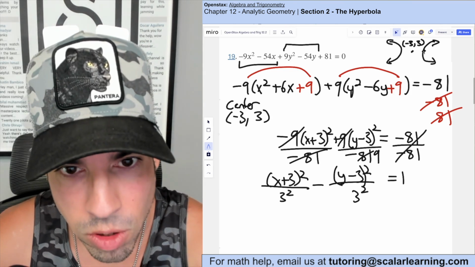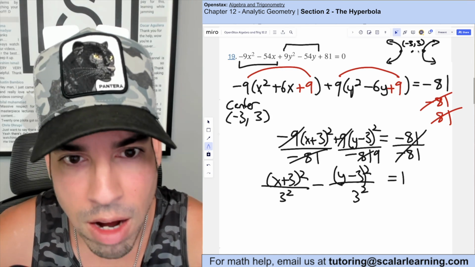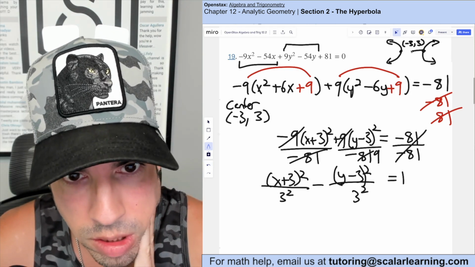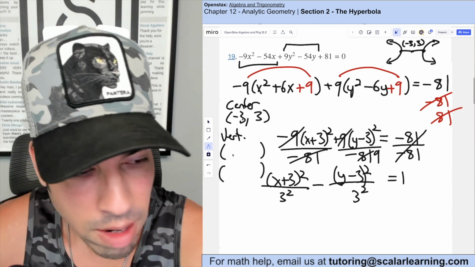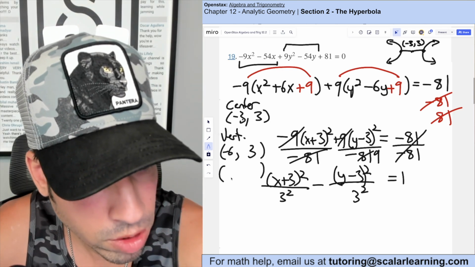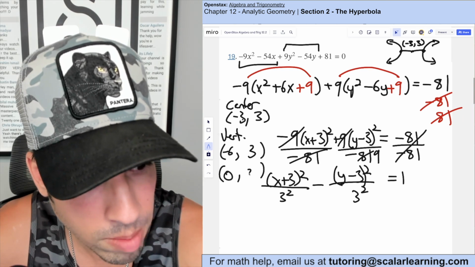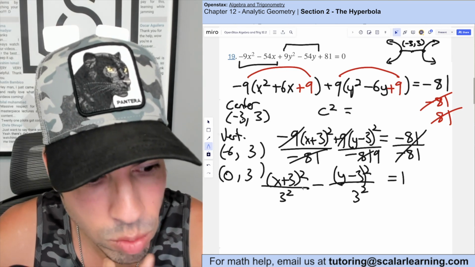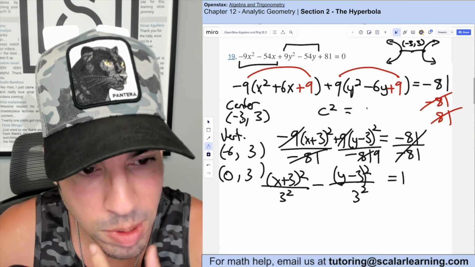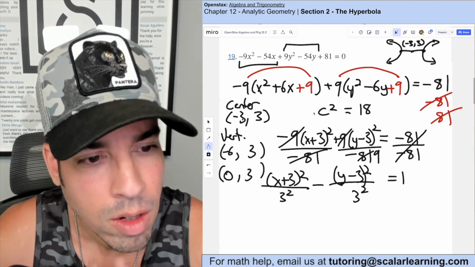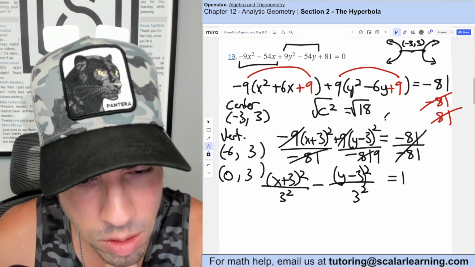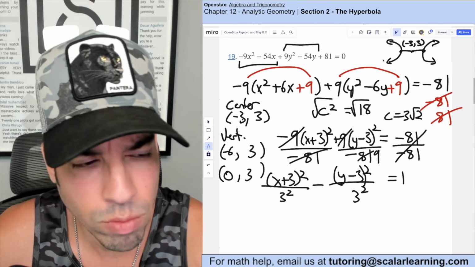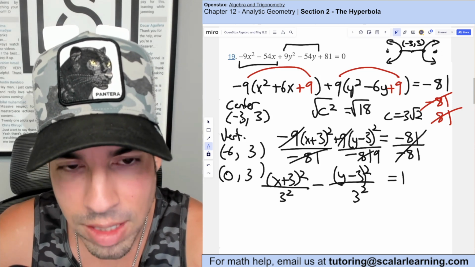Okay, and then the vertices are going to be out here and here. And the question is, how far away are they from the center? Well, we look at this value underneath the x, and it's 3. So that means it's 3 to the right, 3 to the left. So 3 to the left from -3 is -6. 3 to the right would be +3, which is 0, 3. And then to get the foci, we need our c value. So c squared is equal to that plus that, a squared plus b squared, right? So that's 9 plus 9, which is 18, which means c is the square root of 18, which simplifies to 3 radical 2, okay? So now to get the foci, remember, the foci are in here. They're inside sort of those curves.